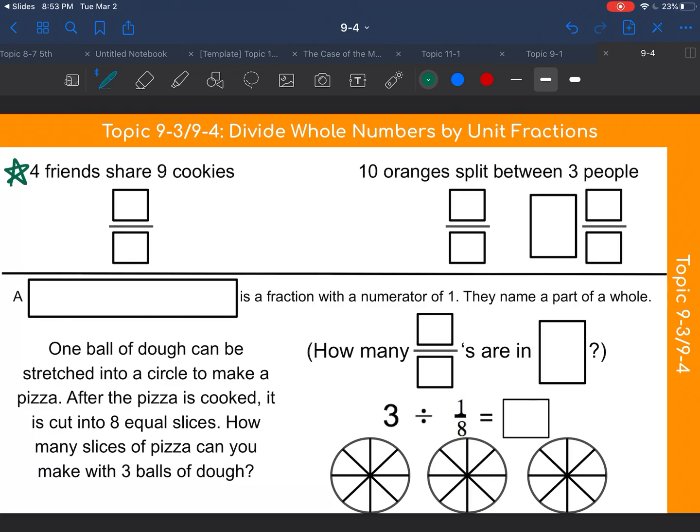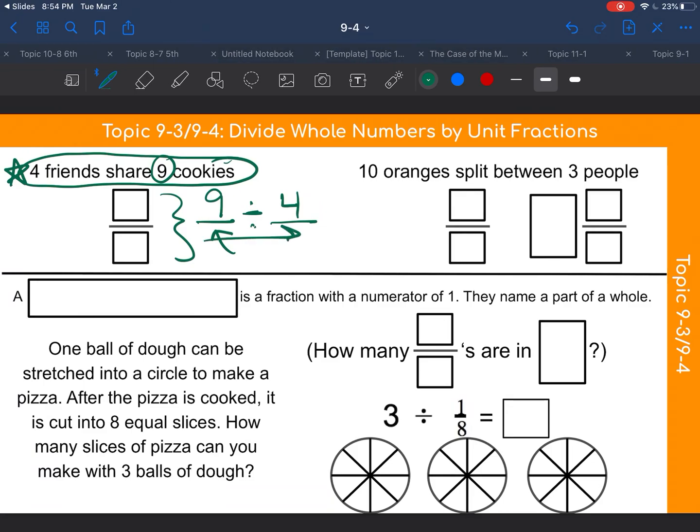It says 4 friends share 9 cookies. So again, before we write it as a fraction, let's write it as a division problem. Remember, I always said if we're writing it as a division problem, whatever the dividend is, whatever that first number is, that is what we are starting with. So are we starting with 4 friends, or are we sharing 9 cookies? Well, we're starting with 9 cookies, so it would be 9 divided by 4 friends. Read it left to right, write it up and down. So it will be 9 divided by 4.